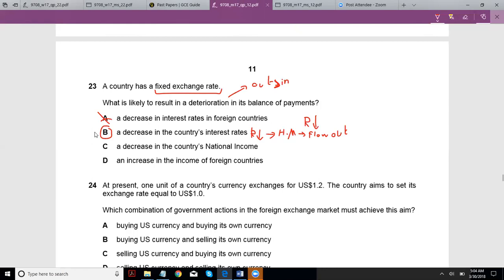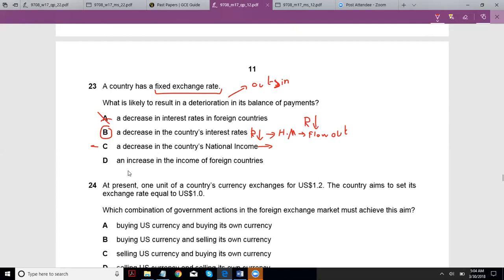Let's look at other options though. A decrease in a country's national income, not really. If your national income decreases, you might end up spending less on stuff like imports and so on. So that might actually help your balance of payments. Output and all would go down, but you can't really say for sure in this case.